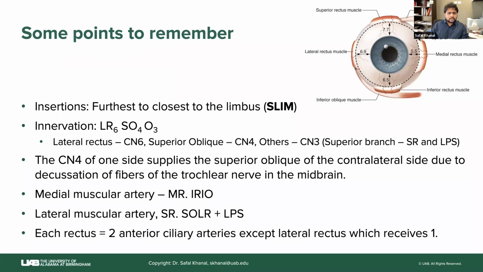One point to remember is that the trochlear nerve of one side actually supplies the superior oblique of the contralateral side, because decussation of fibers occurs in the midbrain.